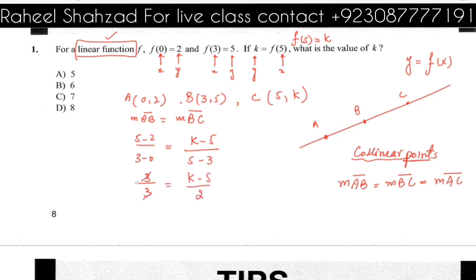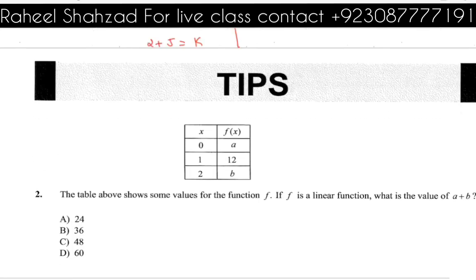You can cancel this 3 and 3. So cross multiplying, this will be 2 is equal to k minus 5. When you bring 5 here, it's 2 plus 5, that makes it k. So the value of k is equal to 7. So which option is 7? It is C. Got it? So option C is the answer for this question number 1. Let's move to question 2 now.